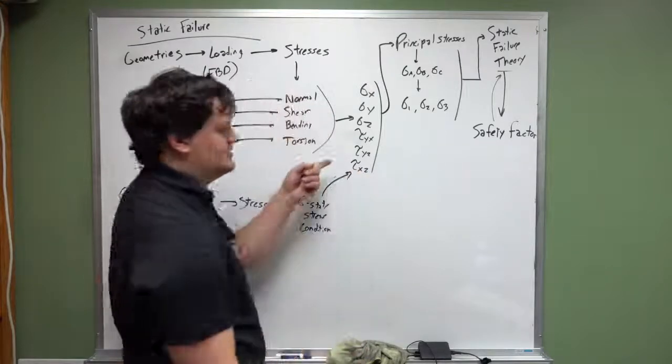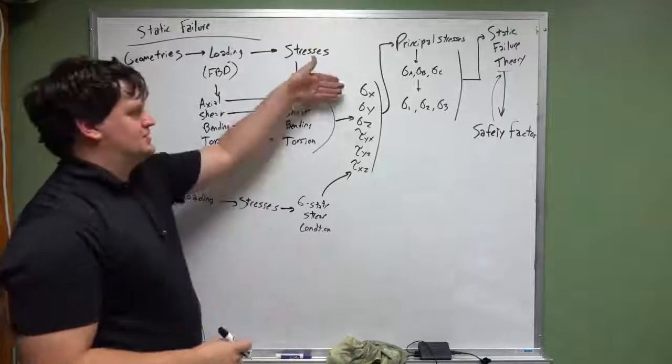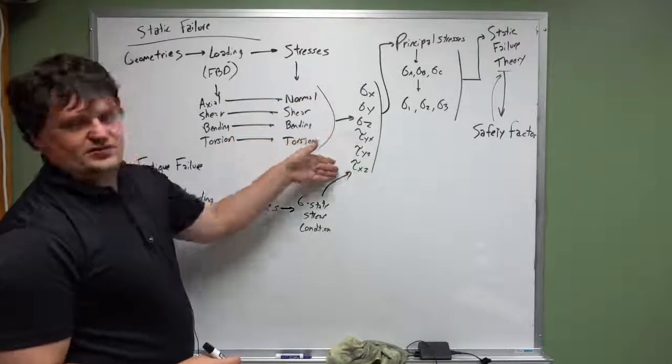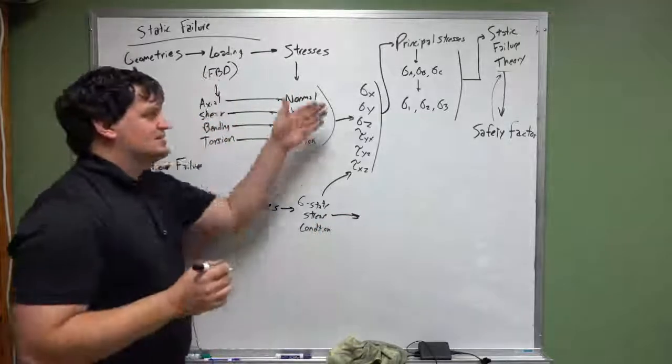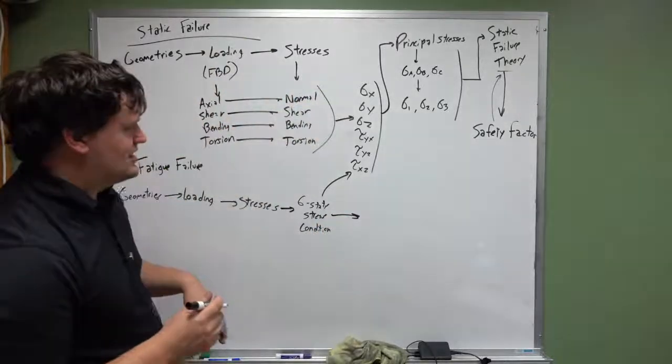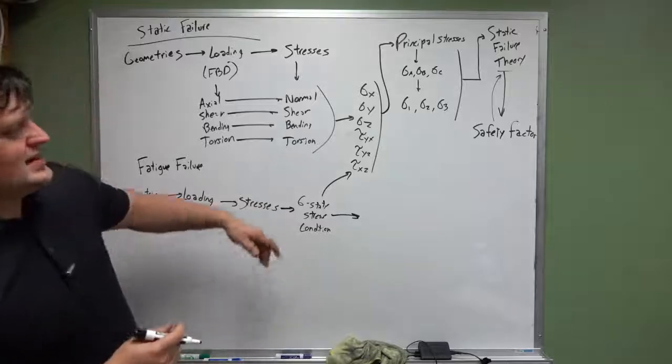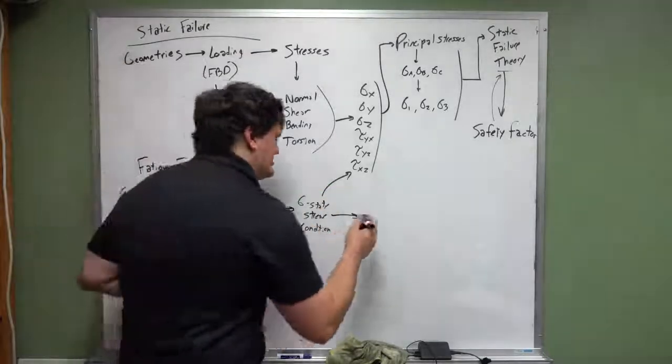Which is what this is. That's just a fancy way of doing it. It's 6 states. 1, 2, 3, 4, 5, 6. Okay, once you know your 6 states, sigma x, sigma y, sigma z, tau xy, tau yz, tau xz, then you calculate your principal stresses again.